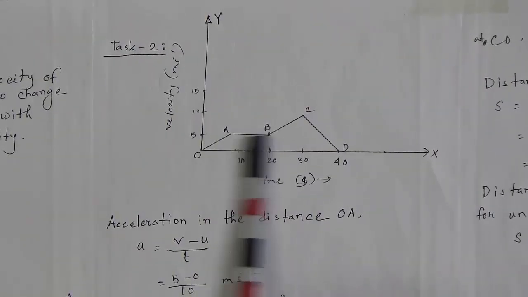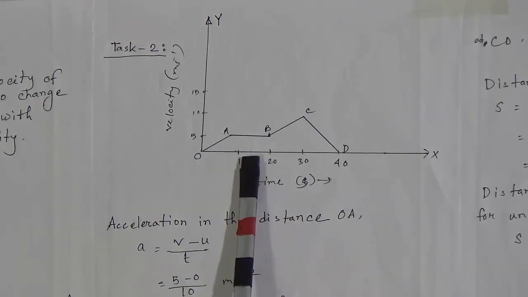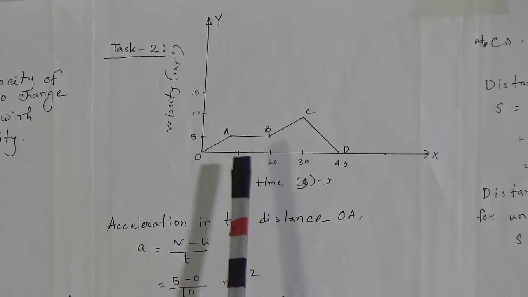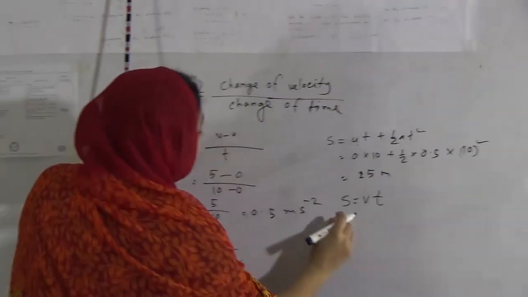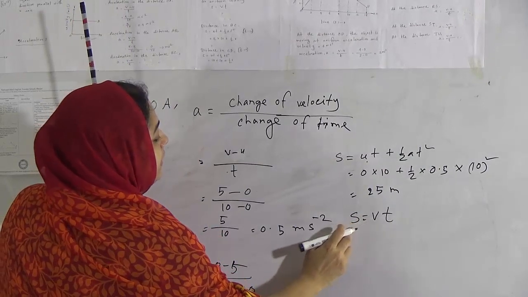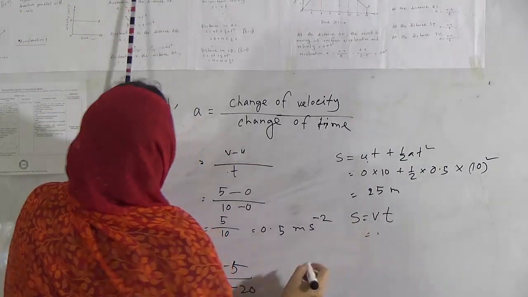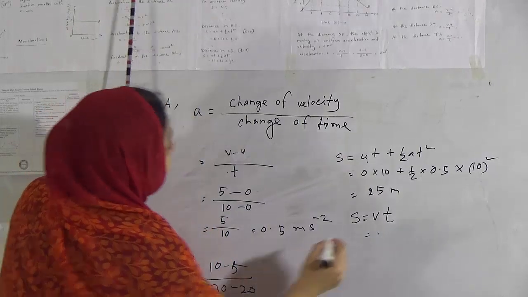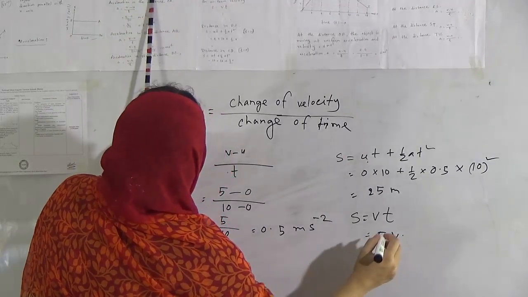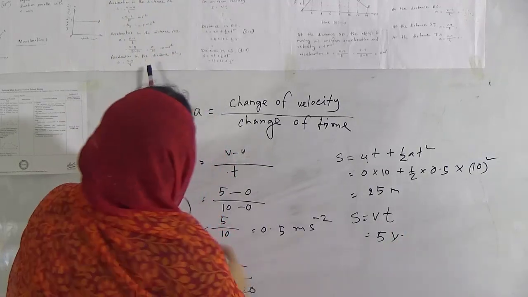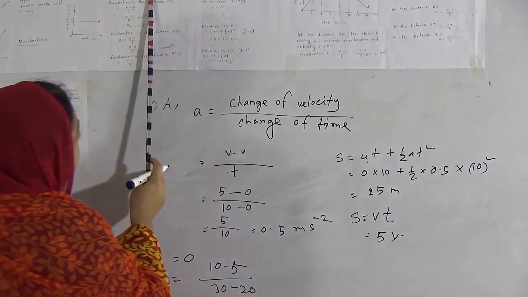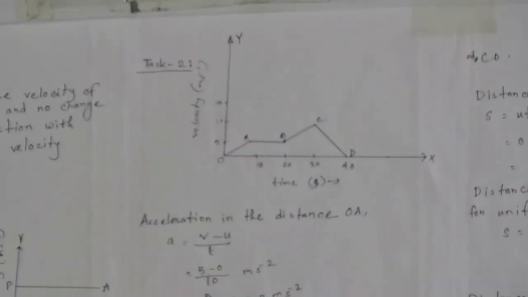Then my dear students, you have to find out the distance at the AB point. Here the AB point is uniform velocity. So for uniform velocity, what will be the formula of distance? S equals Vt, right? For uniform velocity, the formula will be S equals Vt. You can easily find out here V is 5, so 5 into t, where t at AB is 10. So it will be 5 into 10, that means 50 meters.